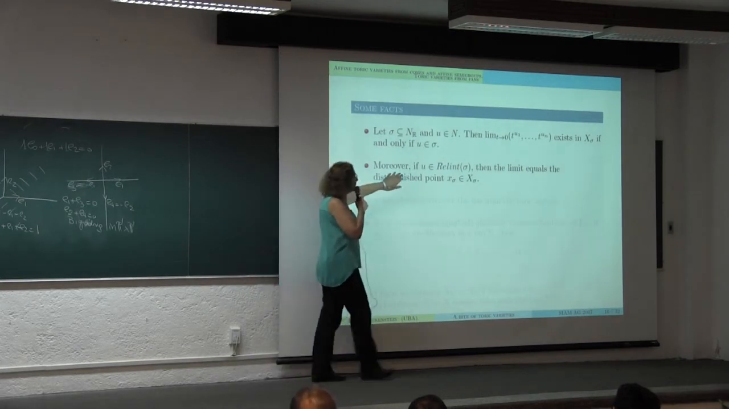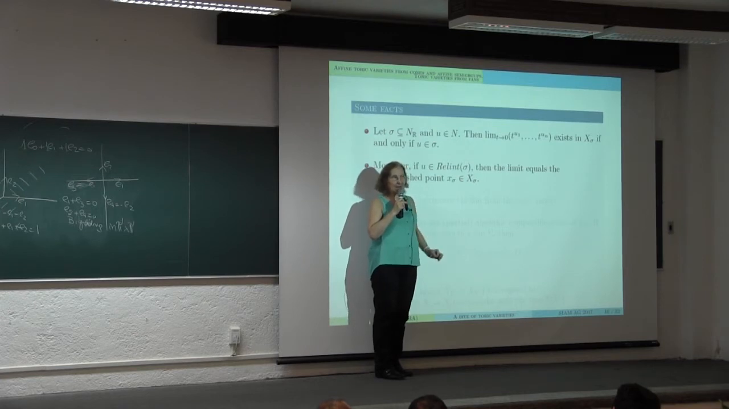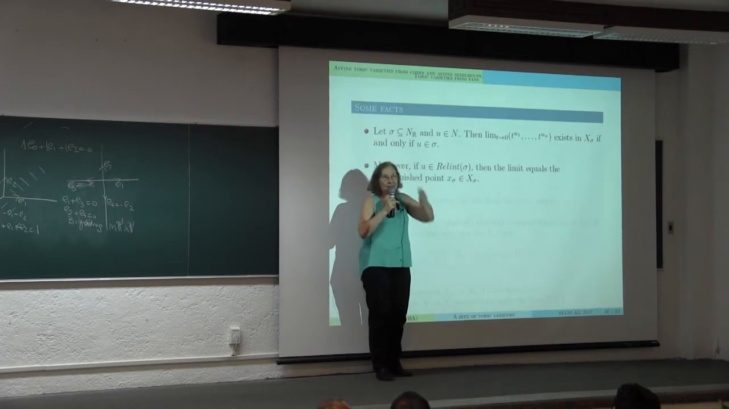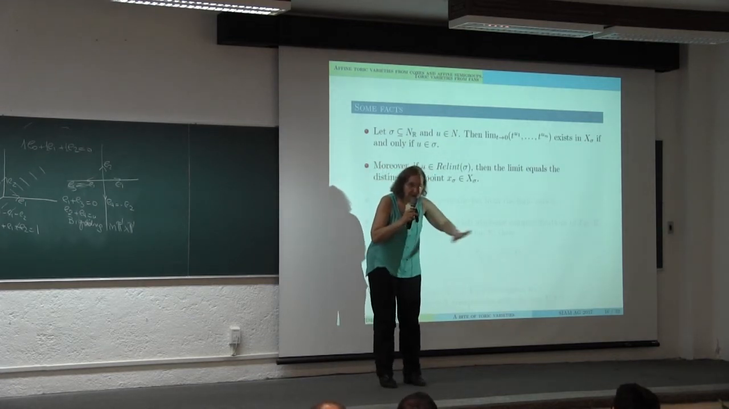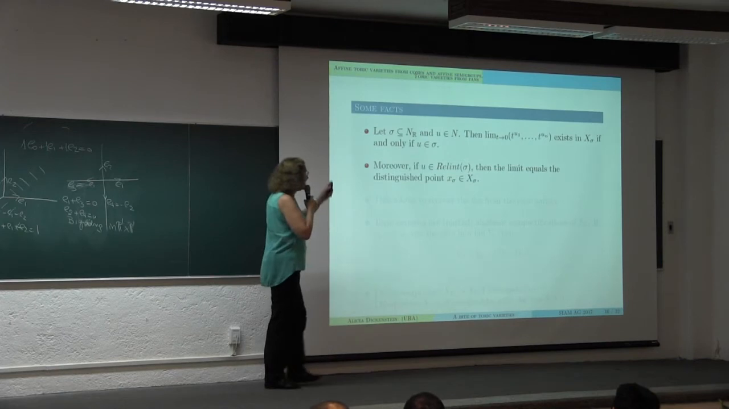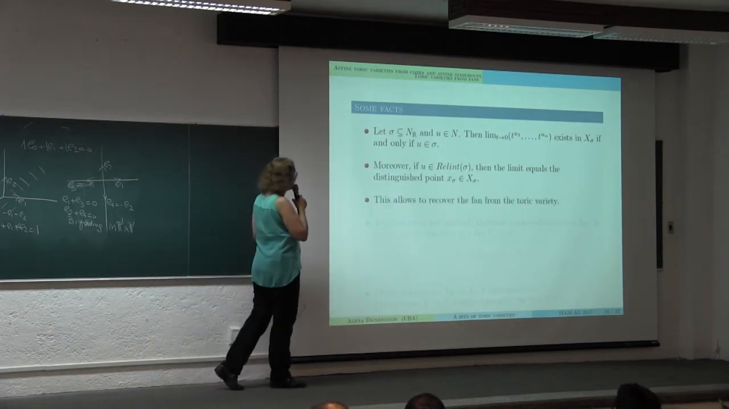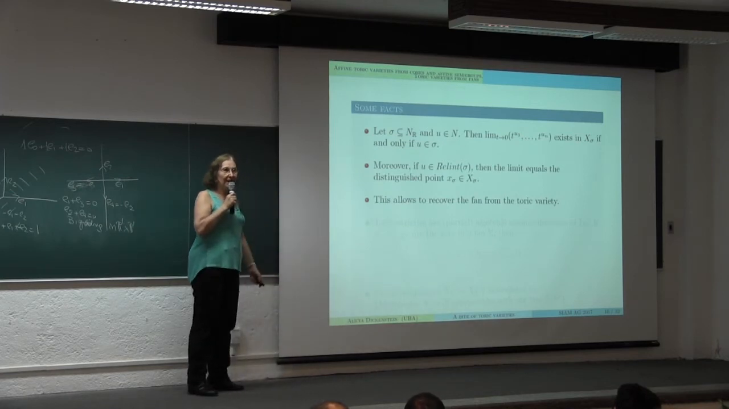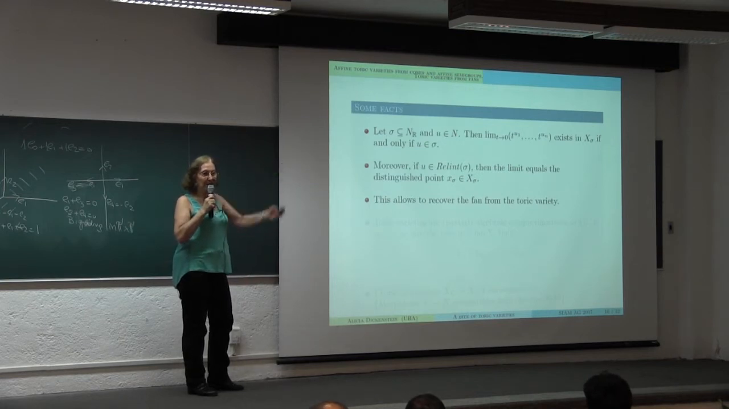And if we take u in the relative interior of sigma, the relative interior means that if I have a ray, it is not in the boundary. So I can have something on the plane in 3D, which is in the interior. If I just look at the interior with respect to the linear space which is generated by my cone, and then if I'm in the interior, then the limit equals this distinguished point that I mentioned. And in fact, if we think of this carefully, this allows us to recover the fan from the variety, just looking at limits of one parameter subgroups.